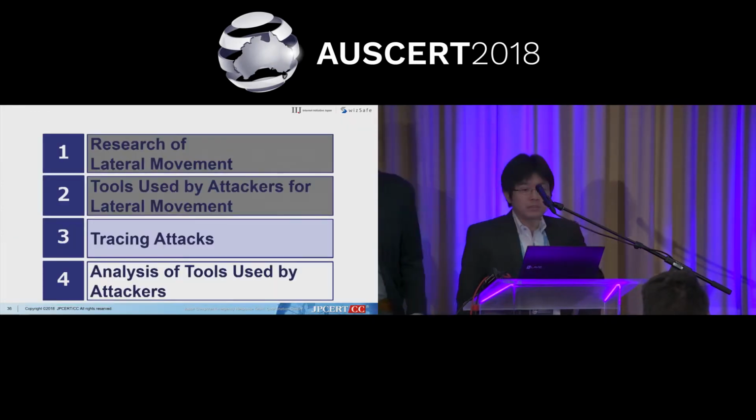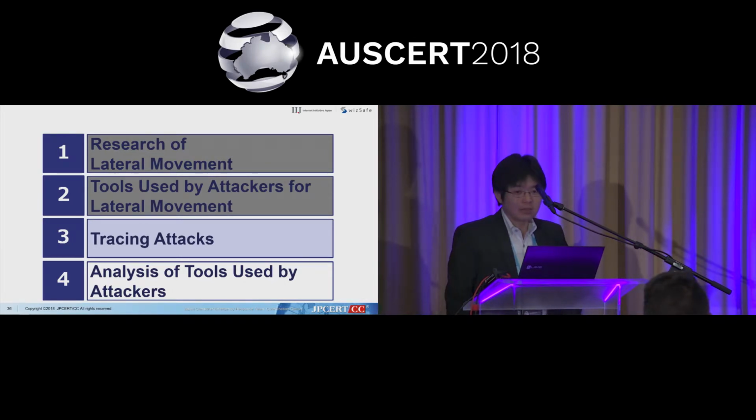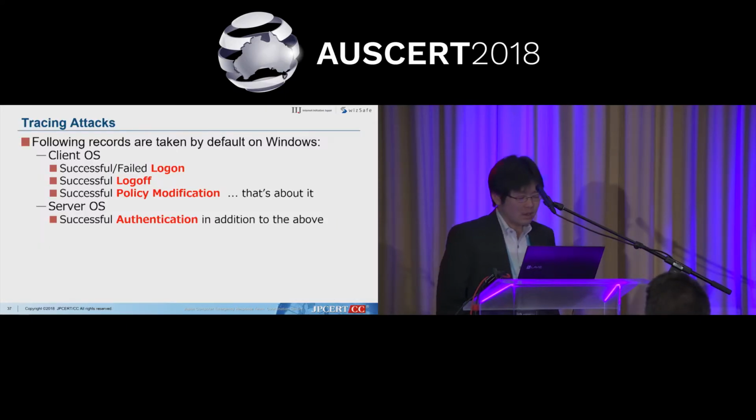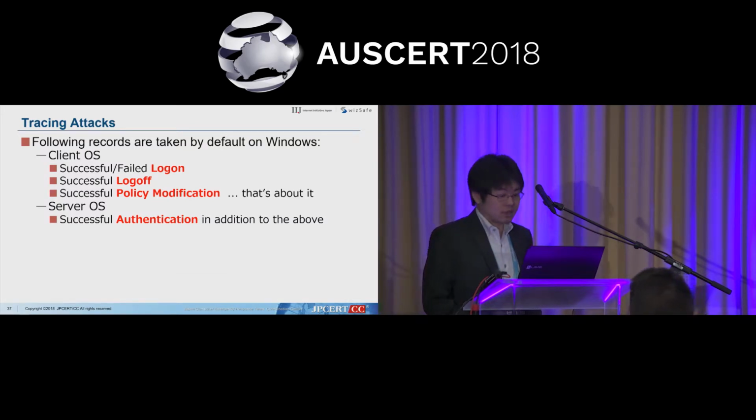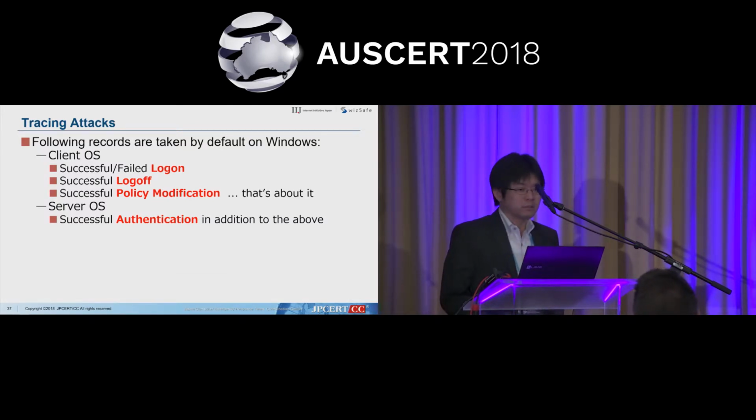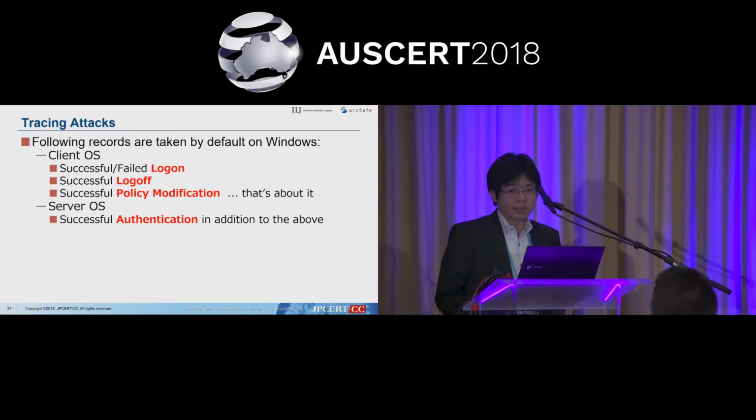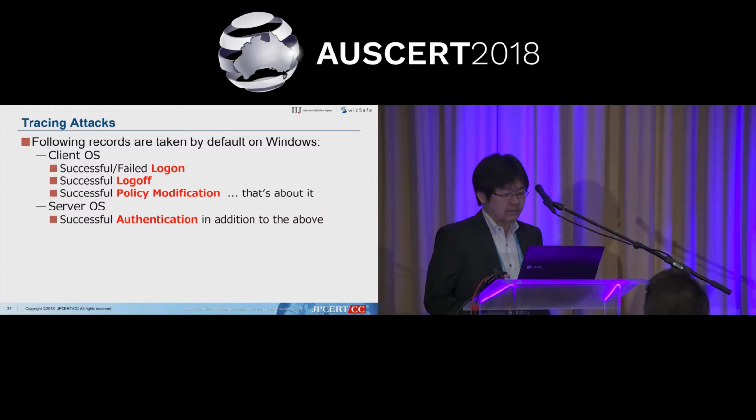Okay, up to here, Shusei has talked about the tools used by attackers. And, well, attackers use the tools, so we need to figure out how we can actually trace those attacks. Regarding tracing the attacks, if Windows is not configured and is out of the box on default, then what logs are taken on Windows? If it's a client OS, it's successful and failed logons, successful logoffs, and successful policy modifications.